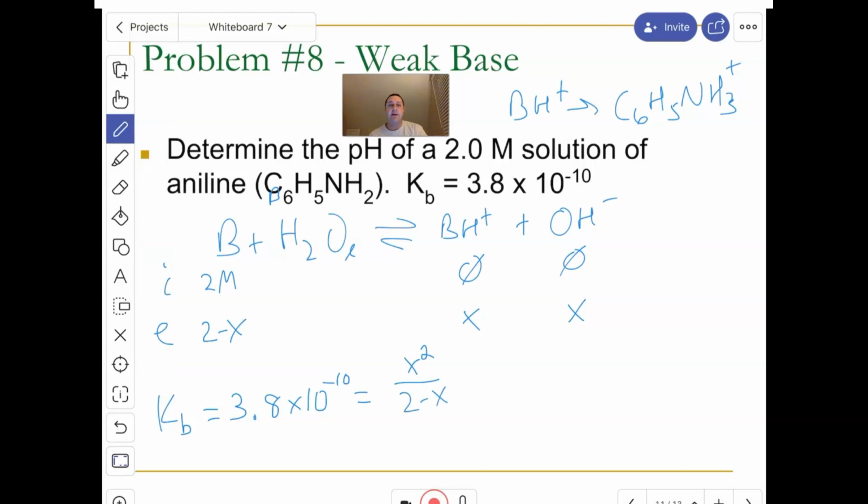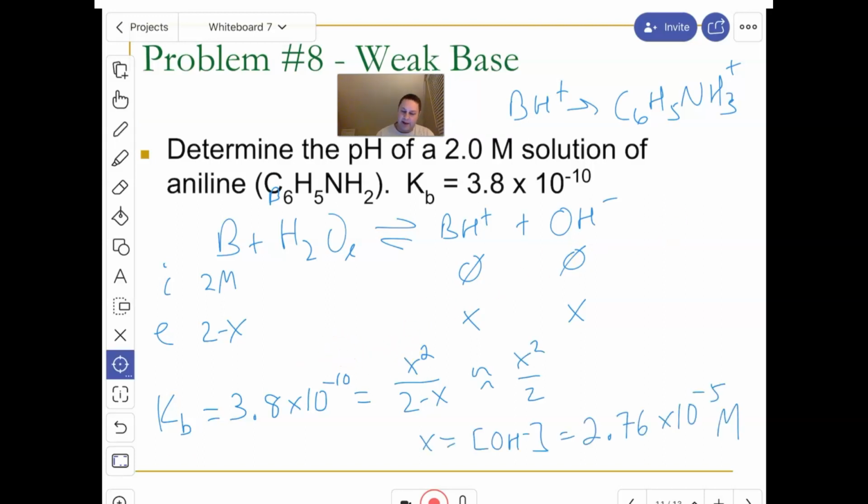And I could go ahead and solve for X here if I'd like, but because this equilibrium constant is so much smaller than 1, it's in the order of 10 to the minus 10th, I can assume that this on the bottom is approximately equal to 2. 2 minus X will be about 2. That aniline concentration is going to roughly stay 2 at equilibrium. So this is approximately equal to X squared over 2. All right, I'm going to pause and solve for X here.